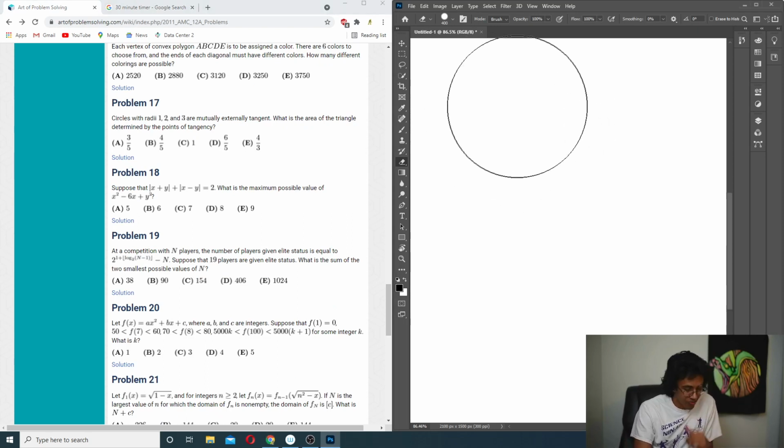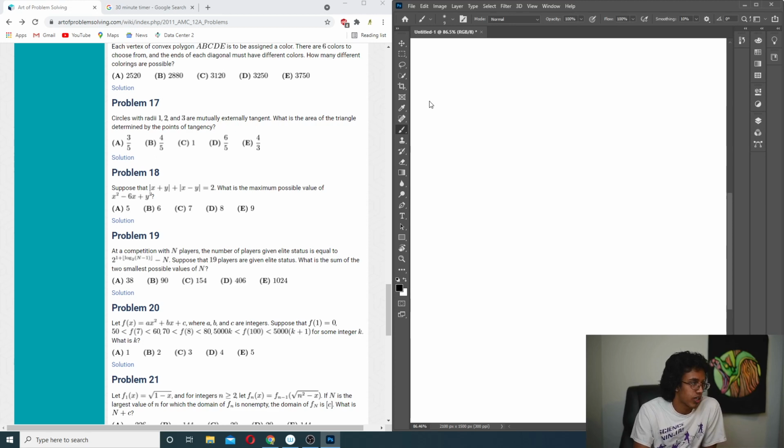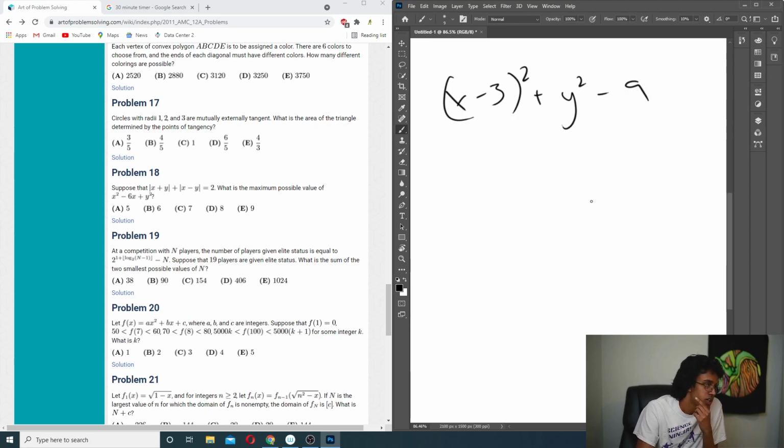Suppose that |x + y| + |x - y| is equal to 2. What is the maximum possible value of x squared minus 6x plus y squared? So I'm assuming there's some kind of complete the square thing, because that's usually what those kind of things turn out to be. Okay, so you basically have (x - 3) squared plus y squared minus 9, right? I don't know whether that's useful at all, but let us see.